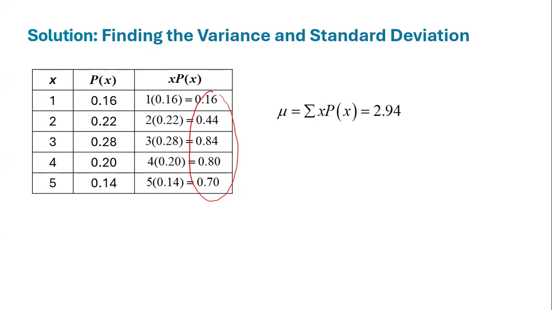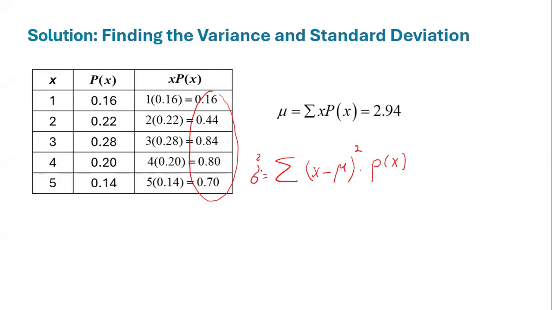Okay, now it's time to find the standard deviation. So to find the standard deviation, if you remember the formula, you need to subtract the mean from each x value first. After finding them, you need to square them and then multiply by the probability, and at the end, just add them together. Find the variance actually.